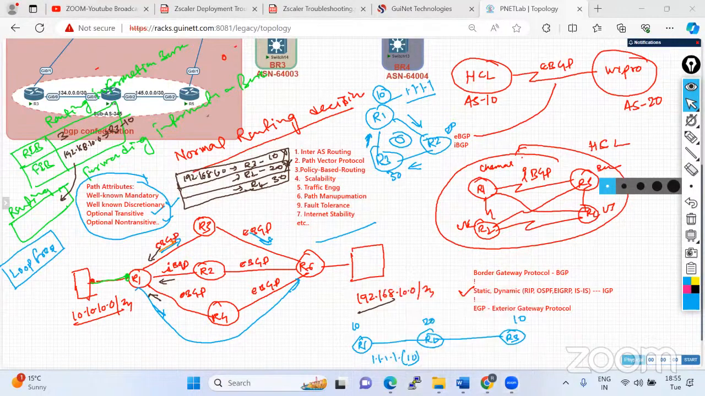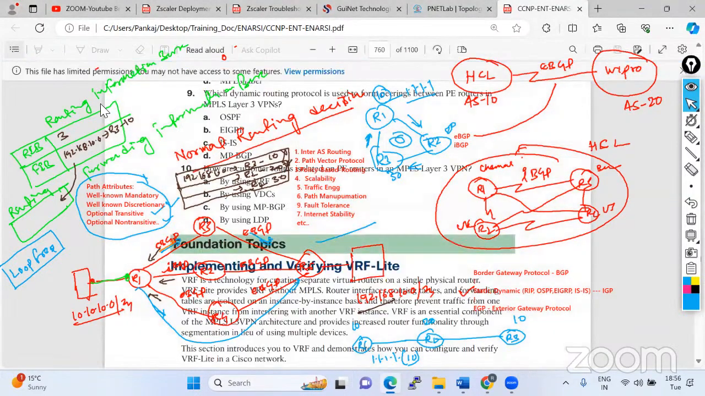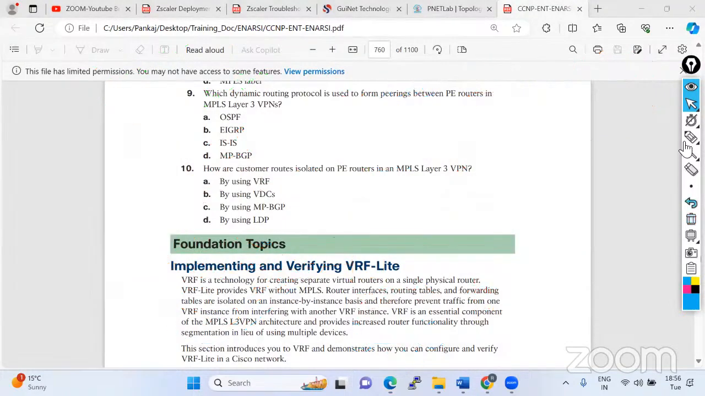Let me just open some ebooks. Someone is planning to go with the CCNP ENCOR, so you can understand what level of content we have in terms of the CCNP ENCOR. Let me show you something.